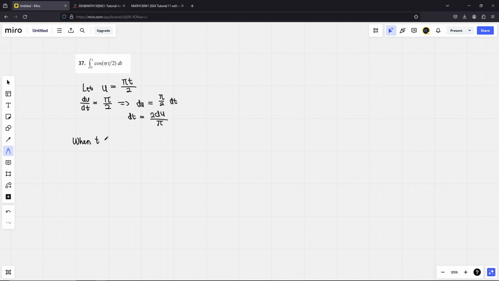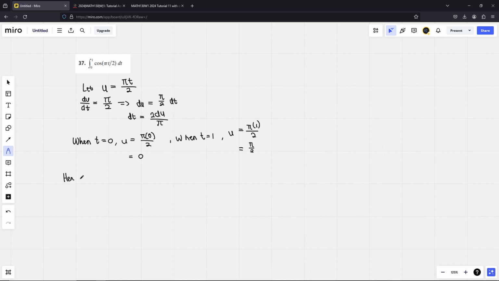So when t equals 0, let's start with 0, u is going to be equal to π times 0 over 2, and I got this from here, and hence u is just going to be 0. So we know the lower bound is going to stay the same. When t equals 1, which is from the upper bound, u is equal to π times 1 divided by 2, and that's just going to be π over 2.